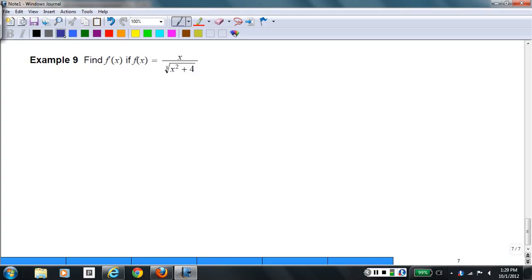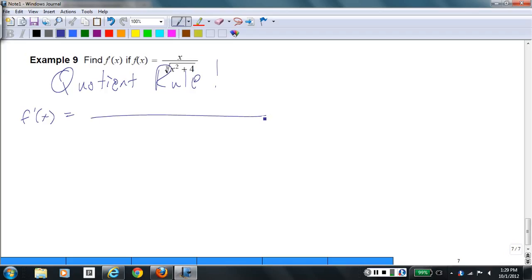And the quotient rule goes like this. F prime of x equals, take whatever's in the denominator, put it in the denominator, and square it. So what's in the denominator is x squared plus 4 to the 1/3. What do we get when we square x squared plus 4 to the 1/3? I suppose there's plenty of time to figure that out.